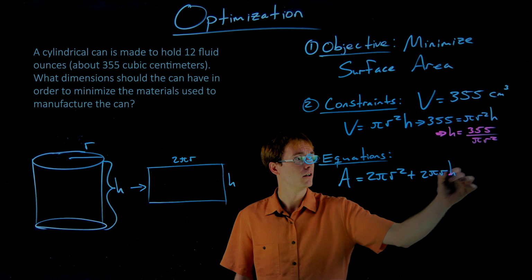To really finish this problem off and get our r value, we just have to take the cube root. So r is going to be given by the cube root of 710 over 4 pi, and that works out to be approximately 3.87 centimeters.